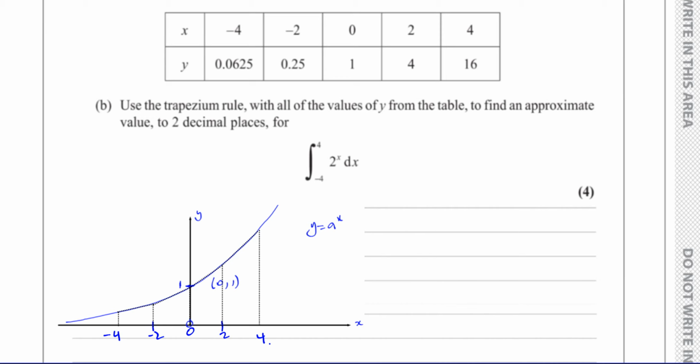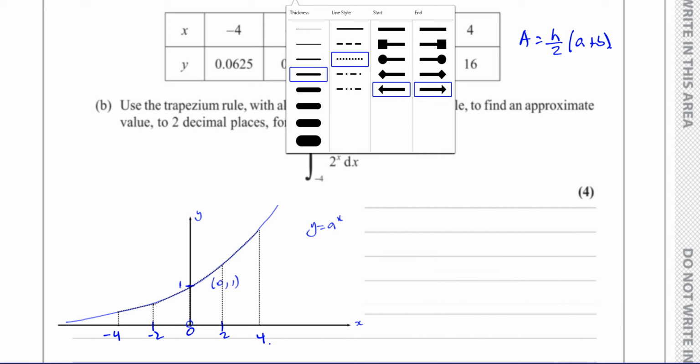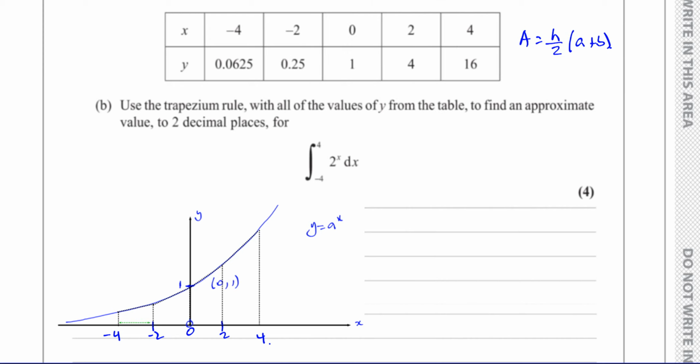We know the area of a trapezium is given by the distance between the parallel sides, which is h, divided by 2 times the sum of the parallel sides. So the distance between the parallel sides is your h. These are our h's, which are all 2. So there's no need for us to go and fluff around and say, 4 minus -4 divided by, and then people get messed up. They say, oh, divided by 5, because they see 5 numbers here. No, there are 4 trapeziums. There are 5 ordinates, 5 lines, but 4 trapeziums. 1, 2, 3, 4. The trapeziums are what comes between these values.